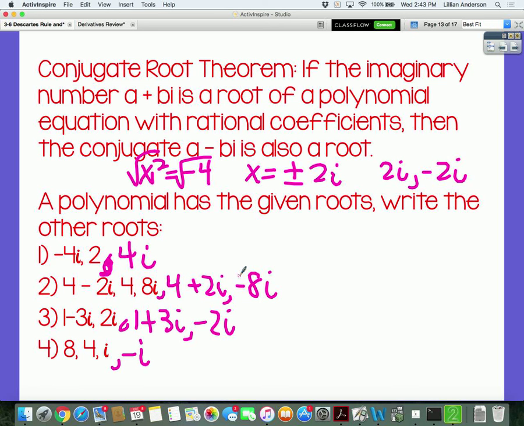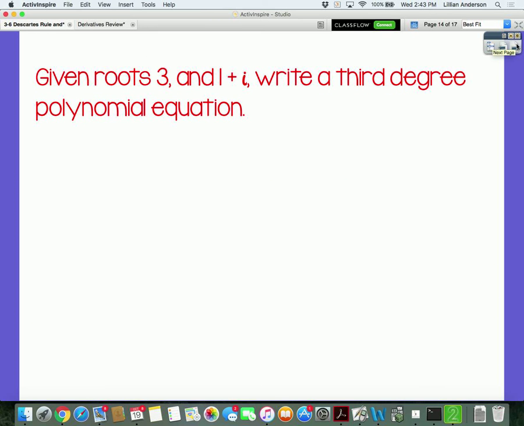The reason I harp on that is because now we're going to write these polynomials. You're going to be given the roots, and you're going to write the polynomial equation. And come Friday, we're going to go the other way. We're going to get the polynomial equation, and then find the roots. So right now we are working backwards.